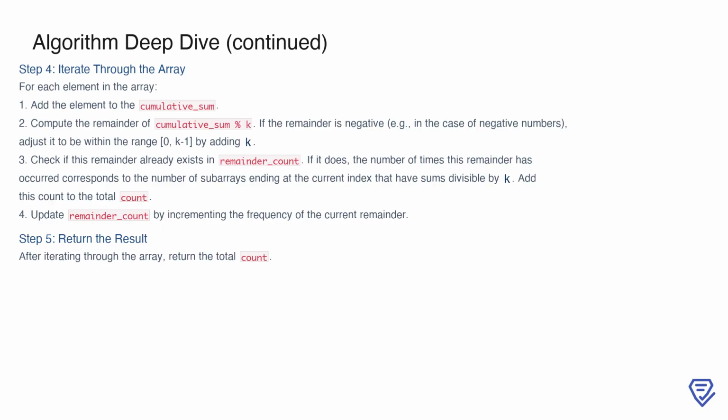Next, we check if this remainder already exists in our dictionary, remainder_count. If it does, it means there are subarrays ending at the current index whose sums are divisible by k. The number of such subarrays corresponds to the frequency of this remainder in the dictionary. We add this frequency to our total count. Finally, we update the dictionary by incrementing the count of the current remainder. Once the iteration is complete, the total count holds the number of subarrays whose sums are divisible by k, and we return this value as the result.